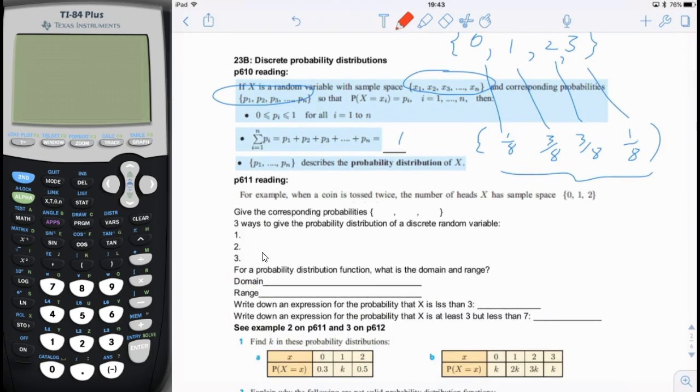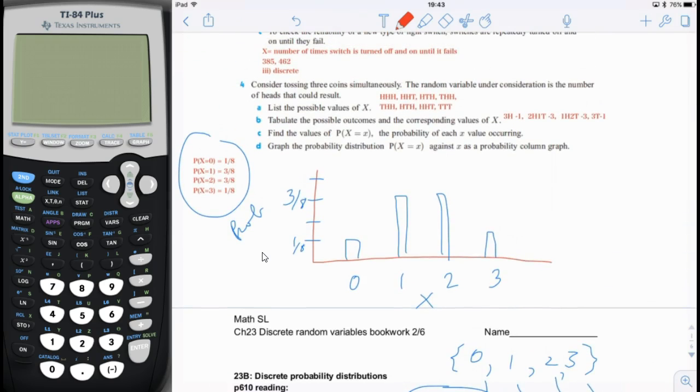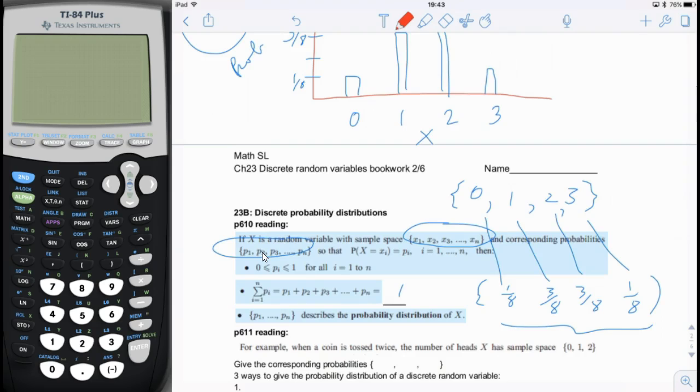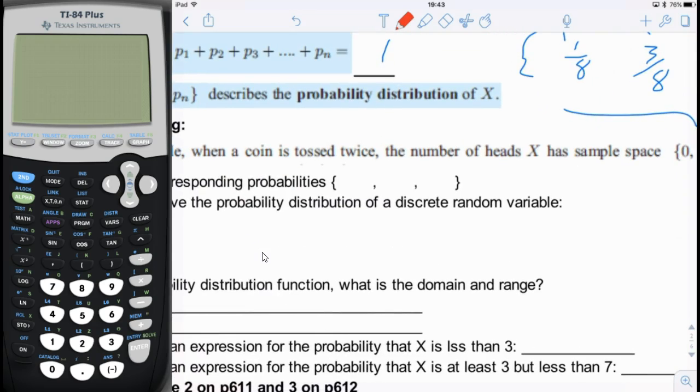Let's move on. For example, when a coin is tossed twice, the number of heads, variable X, has sample space 0, 1, 2. This is different from before, when 3 coins were tossed simultaneously. In this case, we're saying a coin is tossed twice, so instead of 0, 1, 2, 3, we have 0, 1, 2. So give the corresponding probabilities. It's going to be something like 1, 2, 1, like we discovered in our investigation.